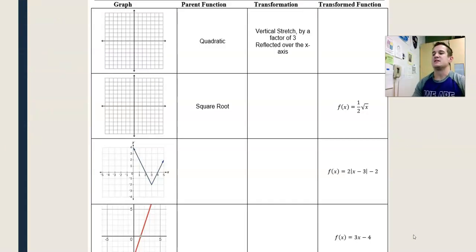And now I want to fill in this table I have here with these different things. The other day I had a table very much like this. I had a graph column, a parent function column, transformation column, and a transformed function column. So let's fill in these blanks.